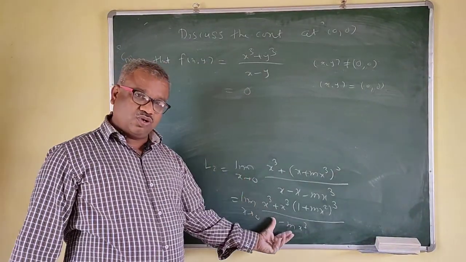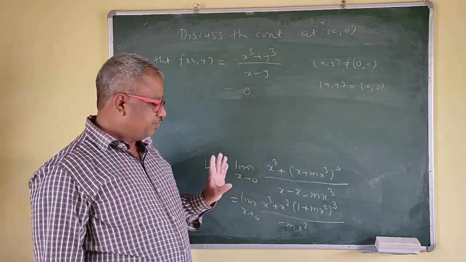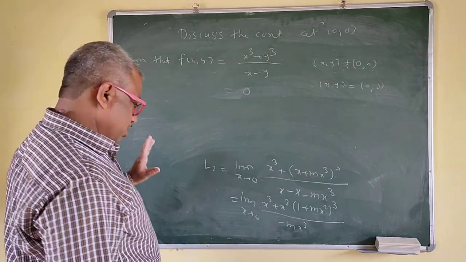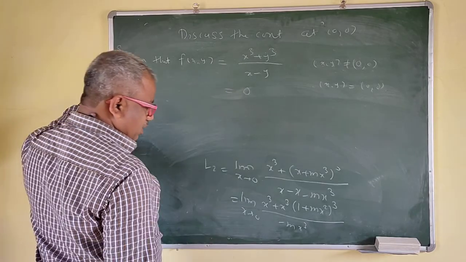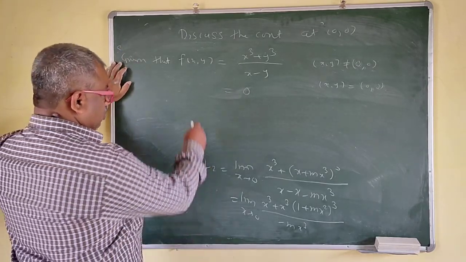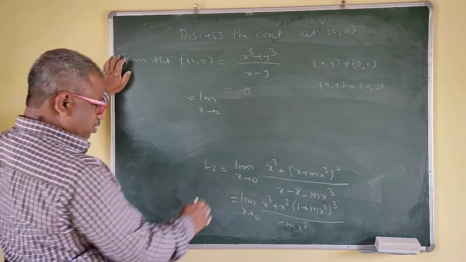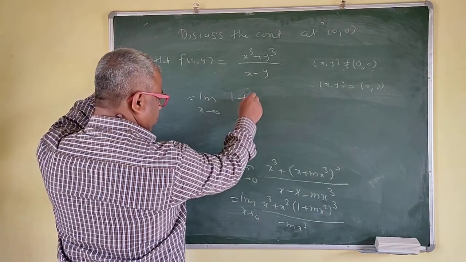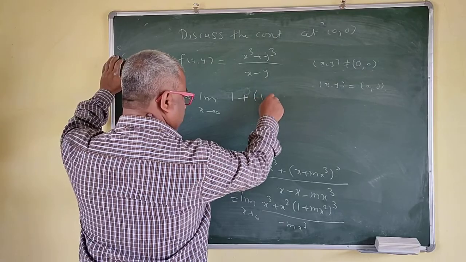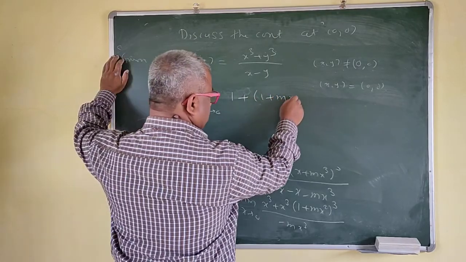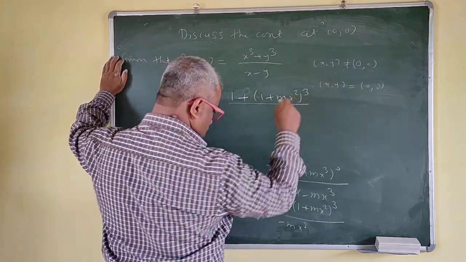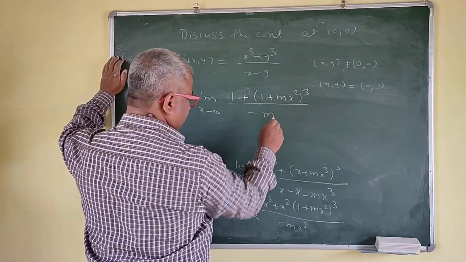Again, if it is 0, then we have to again do some work, right? We have to choose the path so that the limit does not exist. So this is equal to what? Limit x tends to 0. x cube gets cancelled now here. So this is what? 1, right? So this is 1 plus m x square cube upon minus m.